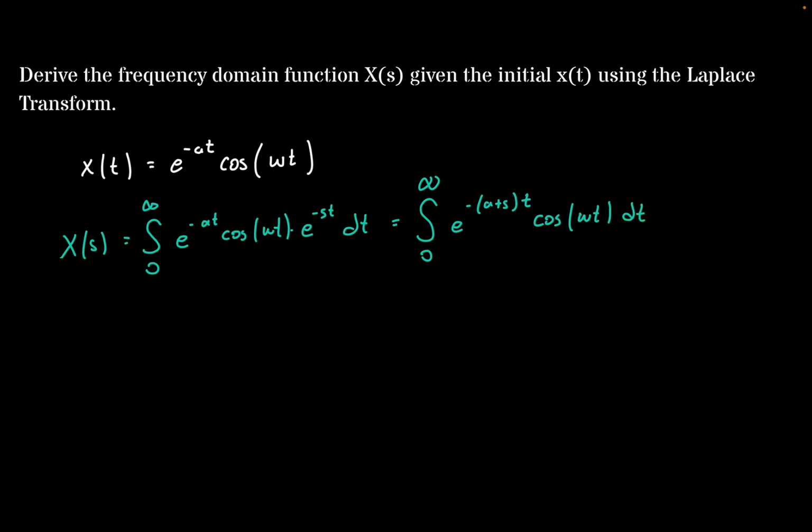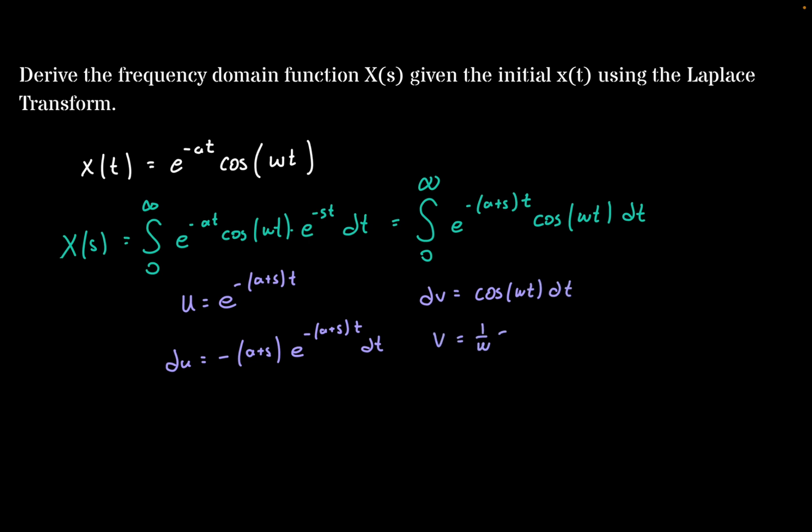Now the easiest way to solve this problem would be integration by parts. So let's start setting that up. We can let u be equal to e to the negative a plus s times t, such that du will be negative a plus s times e to the negative a plus s t dt. Then dv would be the remainder of our equation, essentially just cosine of omega t dt. If we integrate that, we get v is equal to 1 over omega sine of omega t.